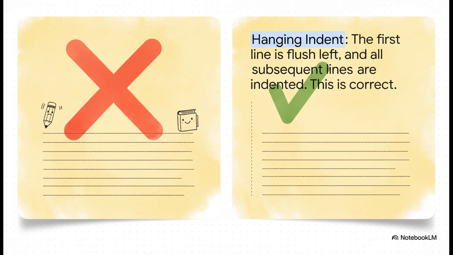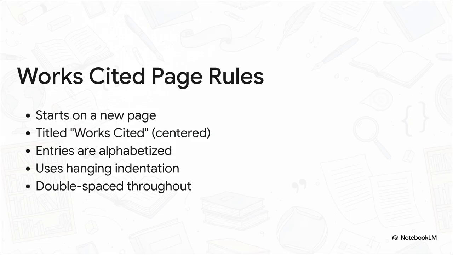So here are the 5 golden rules for your works cited page. First, it always starts on a fresh, new page. Second, the title is just works cited, centered, nothing fancy. Third, you alphabetize all your entries by the author's last name. Fourth, every single entry uses that hanging indent we just talked about. And finally, the whole page is double-spaced, just like the rest of your paper.